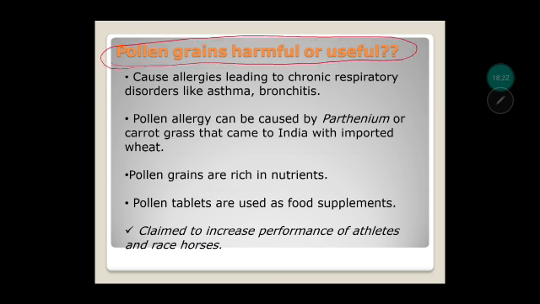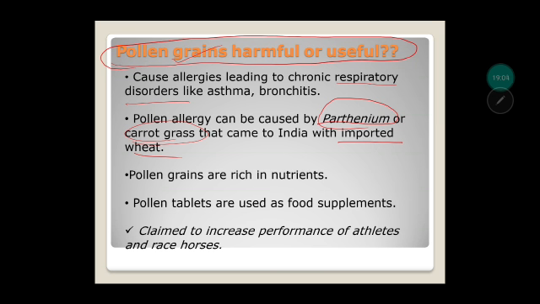See, this is the season of pollen grains, I told you, especially for those people who are suffering from asthma. It is very difficult for them in these situations because pollen can cause allergies and can lead to chronic respiratory disorders. Generally, pollen allergy started in India with the imported wheat. The wheat, along with it, carried some parthenium. Parthenium is carrot grass, which had pollen in it. So pollen allergy can be caused in some people, and using different medicines it can be cured, but still the person has to suffer a lot in this type of environment.